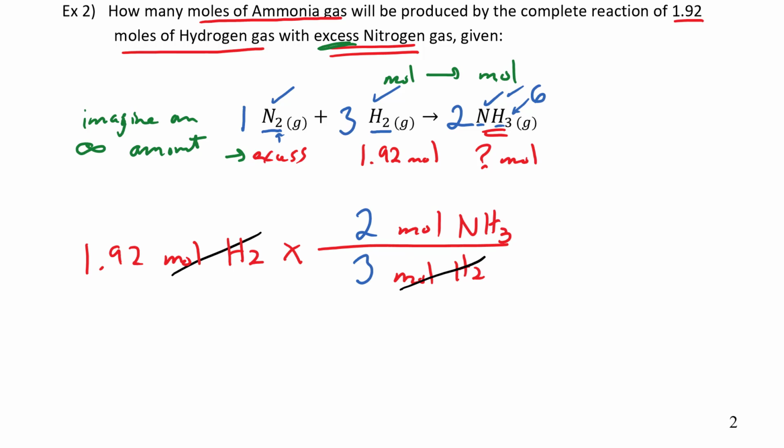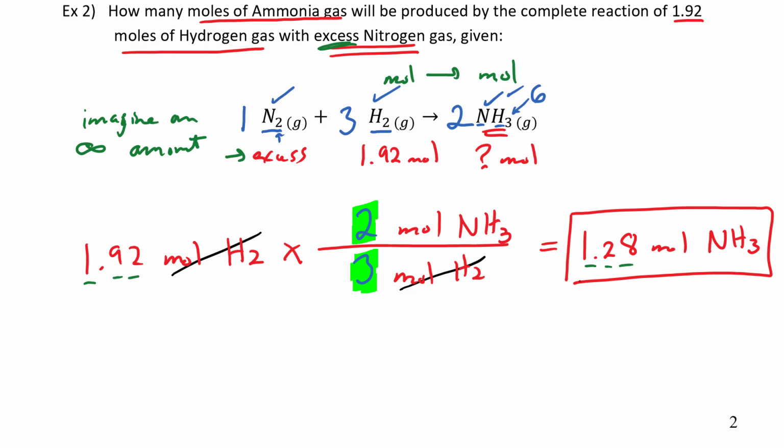Those values cancel out. I'm left with 1.28 moles of ammonia. Significant digits now. Remember, these are exact values. So I have 3 significant digits, 3 significant digits. Therefore, it is in the proper number of significant digits, and that is the final answer. Again, remember these coefficients from our balanced chemical equation, they are exact values. They are not measured.